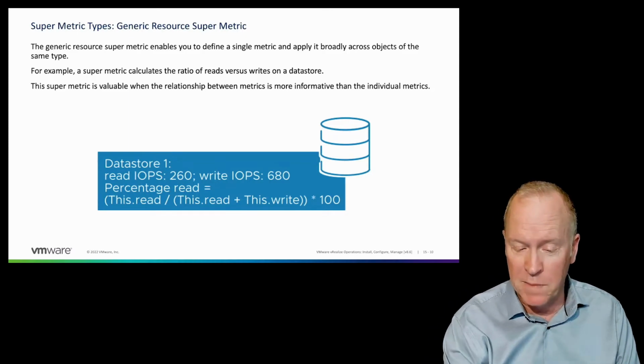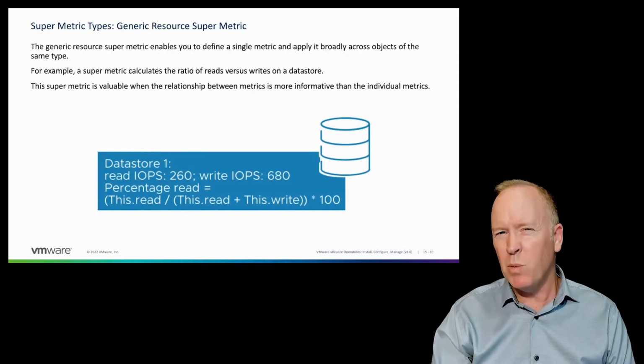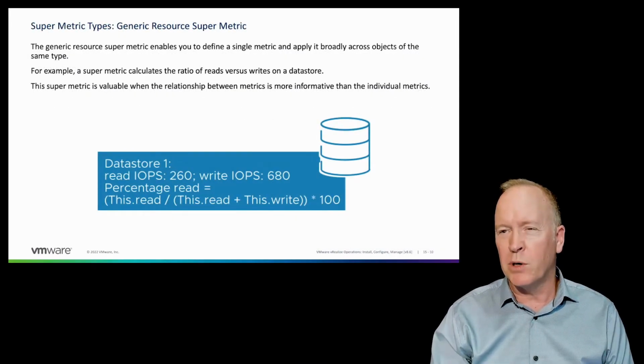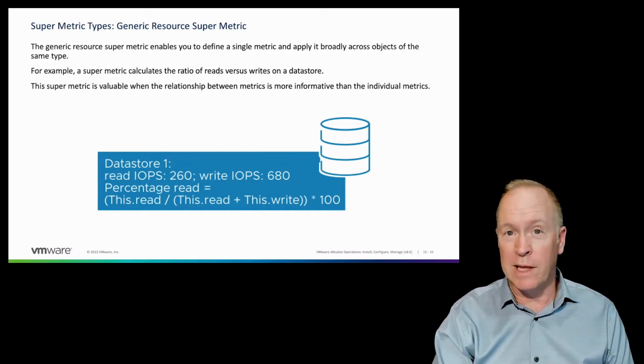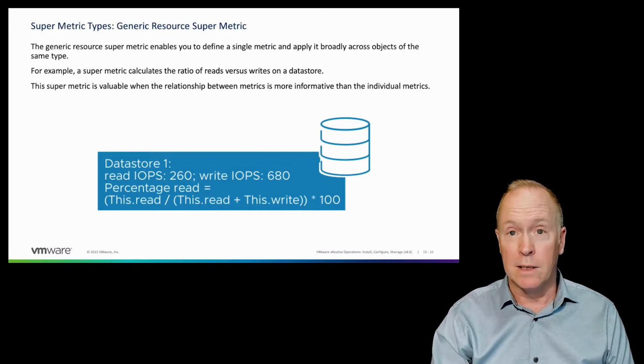For example, there's a performance metric that will tell you how many read operations we're doing per second. There's another performance metric that tells you how many write IOs we're doing per second. But maybe what we want to know, instead of the quantity of reads per second or the quantity of writes per second, is the percentage of the IOs that are reads or the percentage of the IOs that are writes.